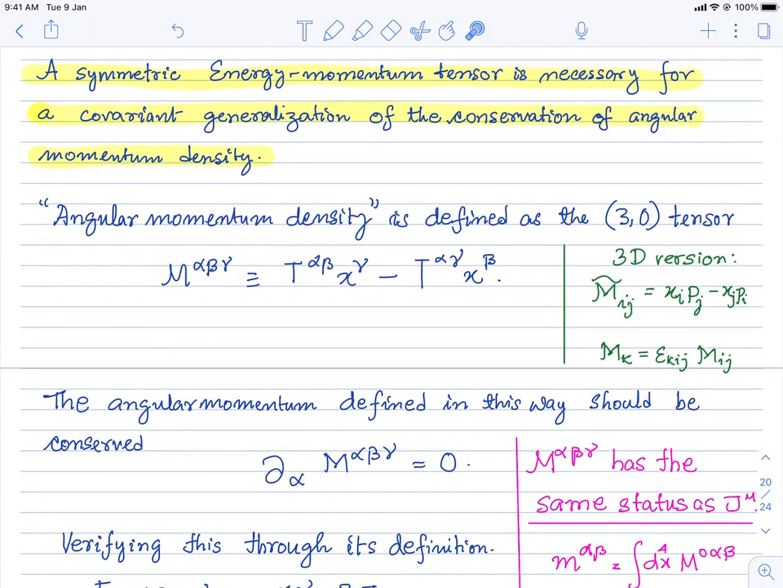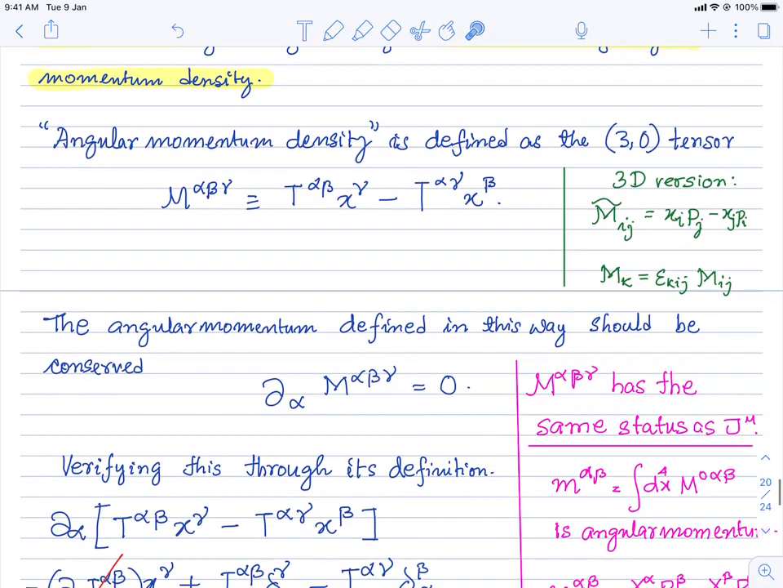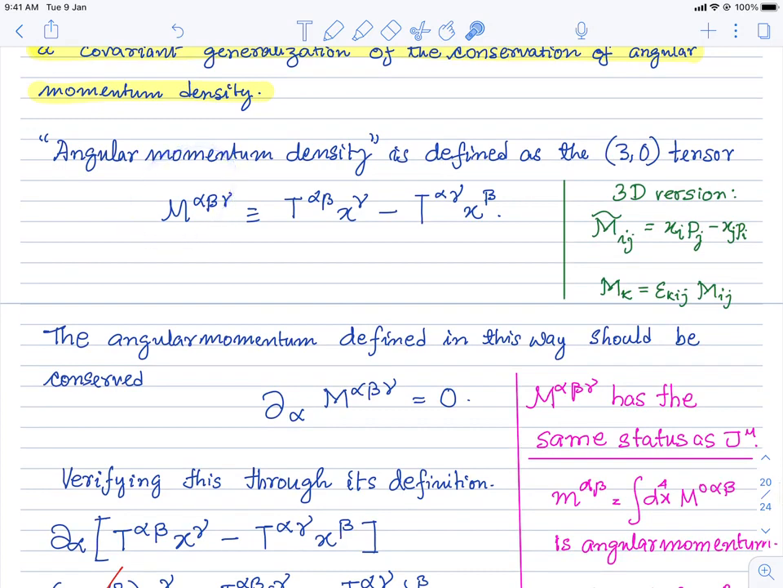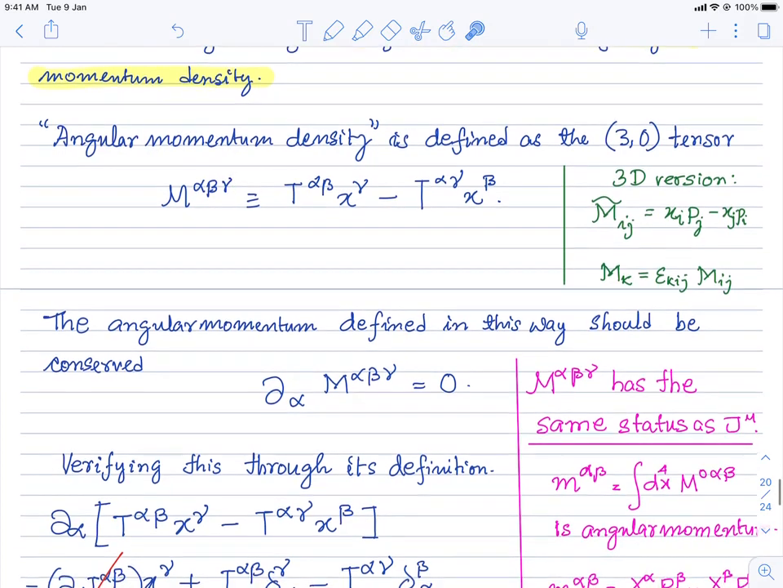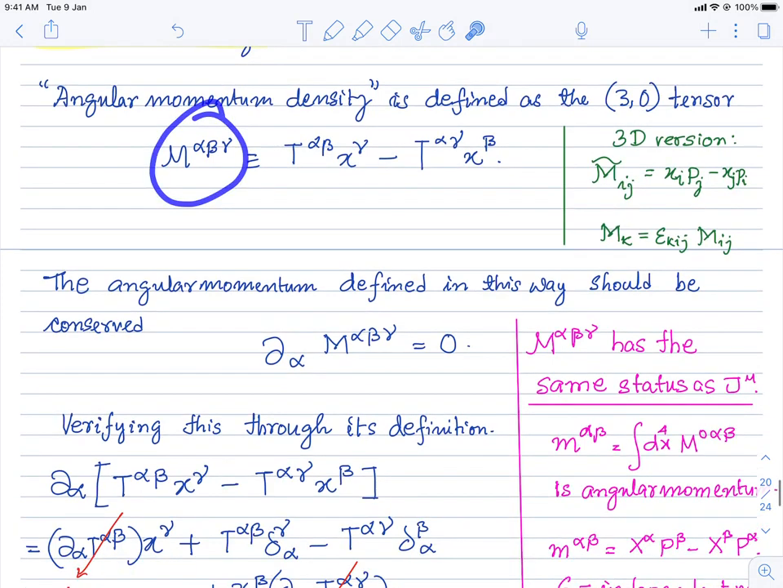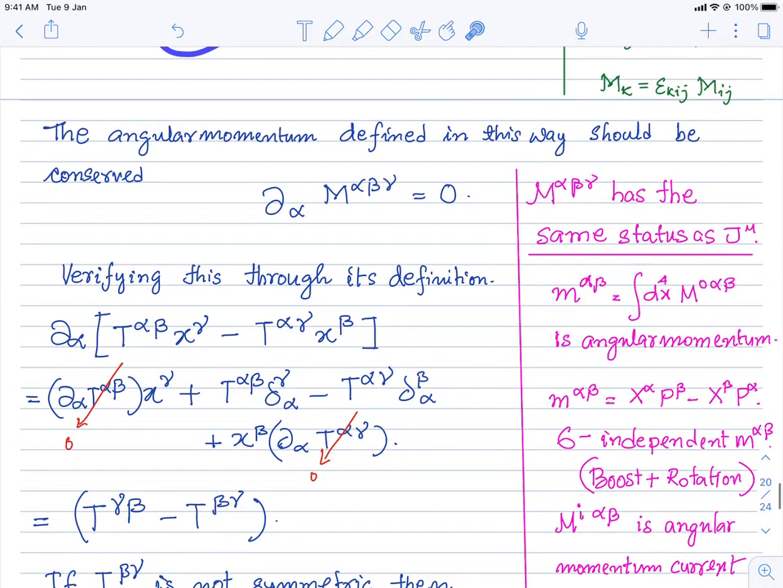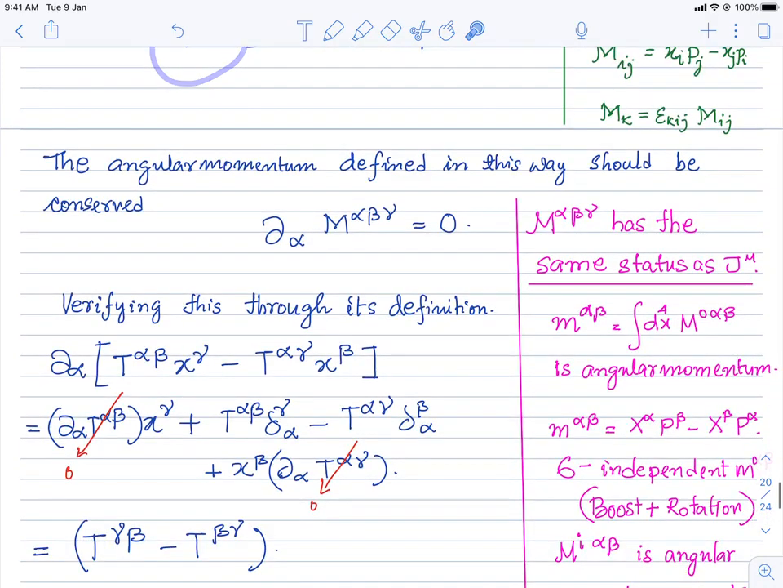Now how should you think of this object with 3 indices? I'm calling it angular momentum density, but what I really mean is that you should think of this object as like the full current. If you take the time part of it and integrate, then I get what I would call angular momentum. So the time component is the real angular momentum density, and the space components are the angular momentum current density. That's the way in which you should think of it.